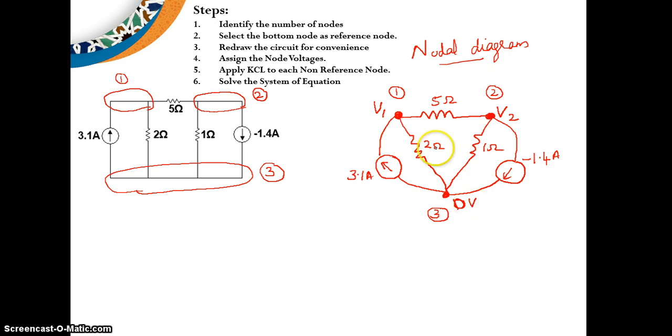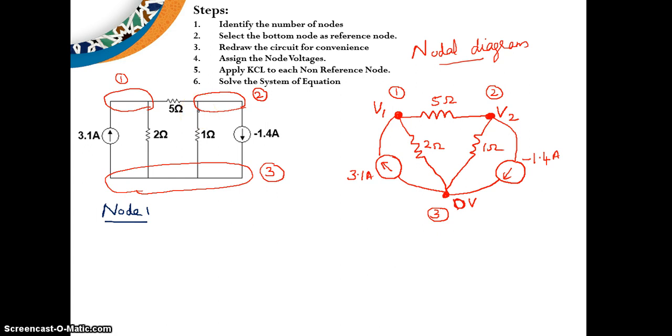Now you have 3 nodes here, with 2 unknown voltages. So you can write 2 equations. If you are writing the nodal equations, you will get 2 equations with respect to the 2 unknown voltages. So the next step is to apply KCL to node 1 and node 2. First, apply KCL to node 1.